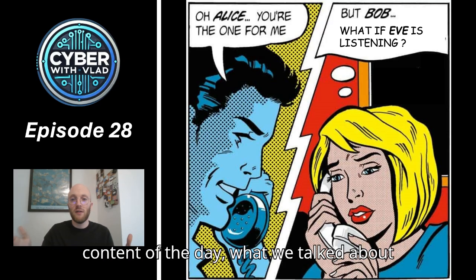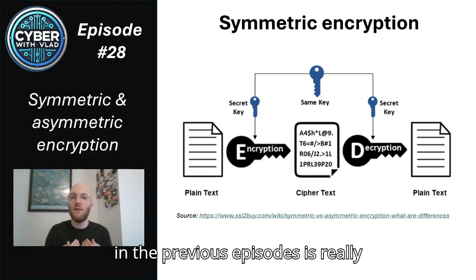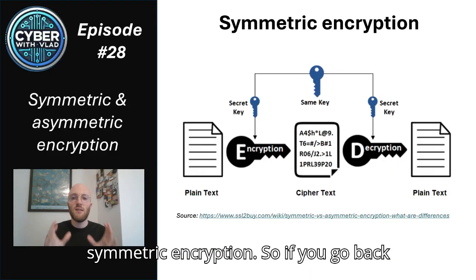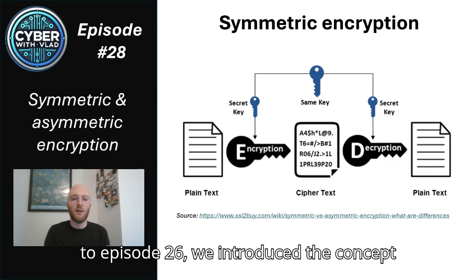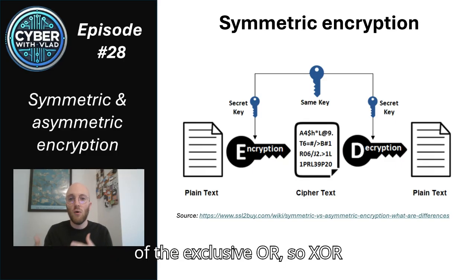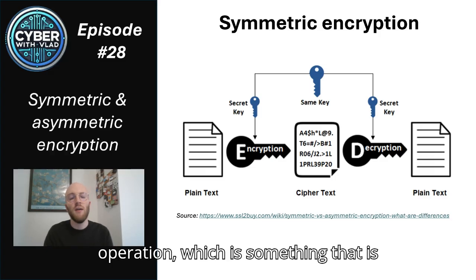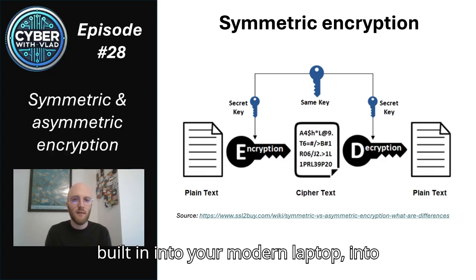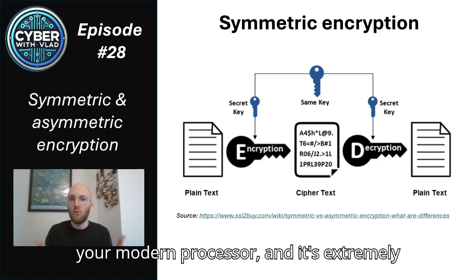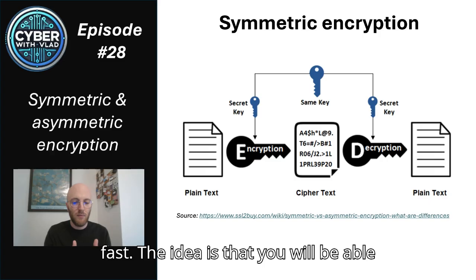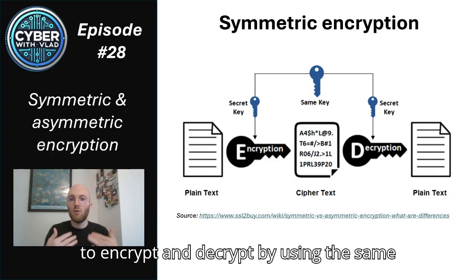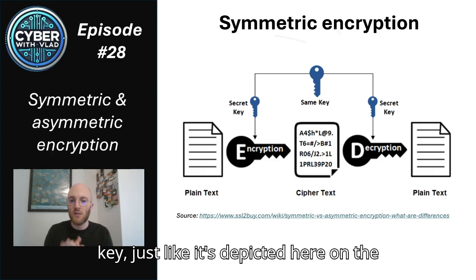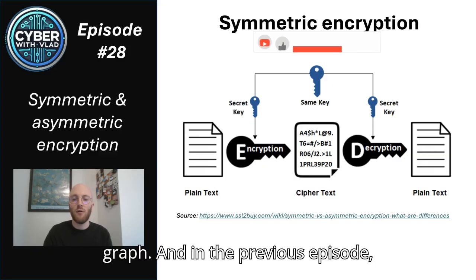So, jumping into the content of the day, what we talked about in the previous episodes is really symmetric encryption. If you go back to episode 26, we introduced the concept of the exclusive OR, the XOR operation, which is built into your modern laptop, into your modern processor, and it's extremely fast. The idea is that you will be able to encrypt and decrypt by using the same key, just like it's depicted here on the graph.